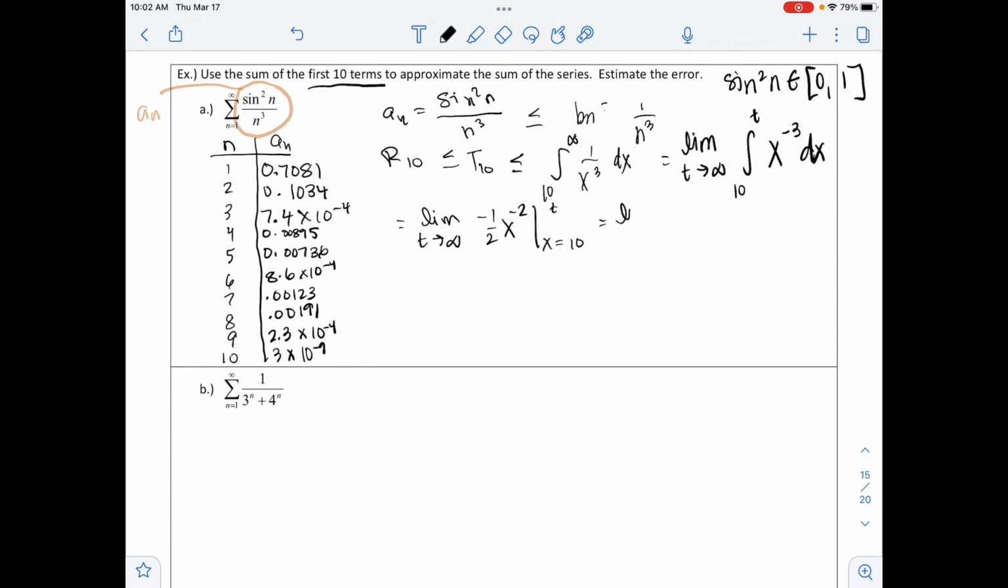And so we're going to have the limit as t approaches infinity of, and rewriting this, it's the same as negative 1 over 2x squared. And so we're going to have negative 1 over 2t squared minus, and then substituting in 10, I have negative 1 over 2 times 10 squared.